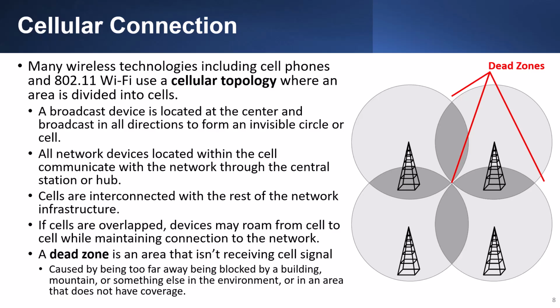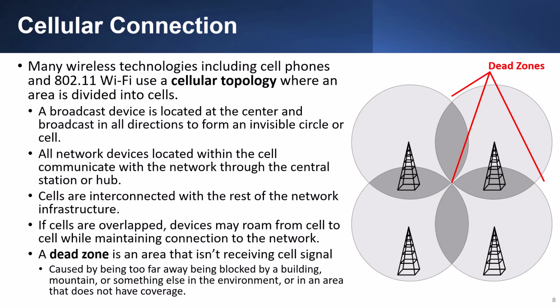Many wireless technologies, including cell phones and 802.11 Wi-Fi, use a cellular topology where an area is divided into cells. A broadcast device is located at the center and broadcasts in all directions to form an invisible circle or cell. All network devices located within the cell communicate with the network through the central station or hub.